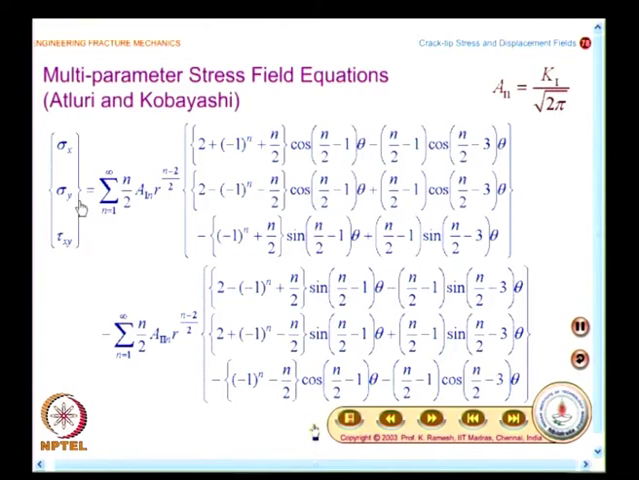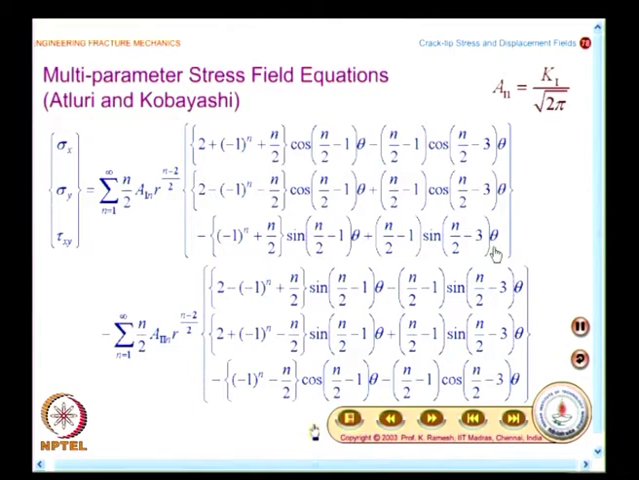and for the sigma y stress term it is {2 - (-1)^n - n/2} cos(n/2 - 1)θ + (n/2 - 1) cos(n/2 - 3)θ, and for shear stress it is -{(-1)^n + n/2} sin(n/2 - 1)θ + (n/2 - 1) sin(n/2 - 3)θ.